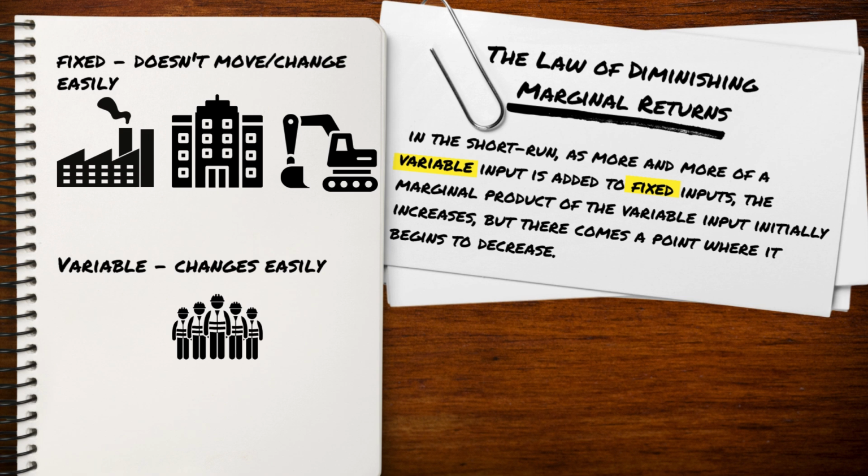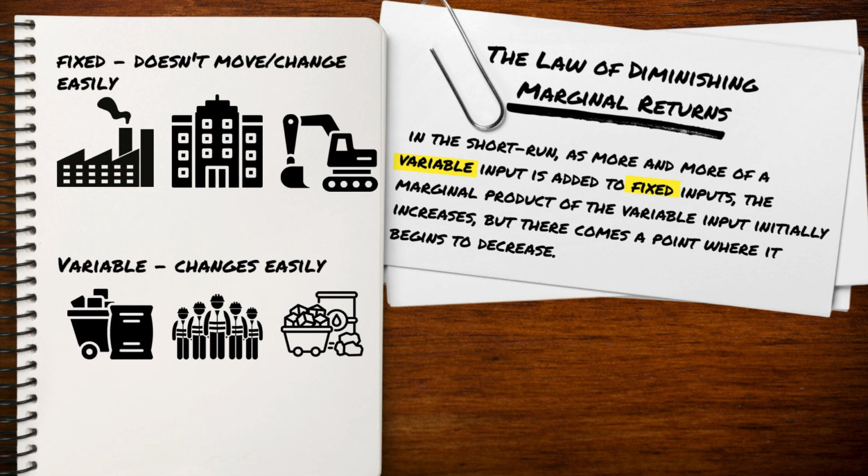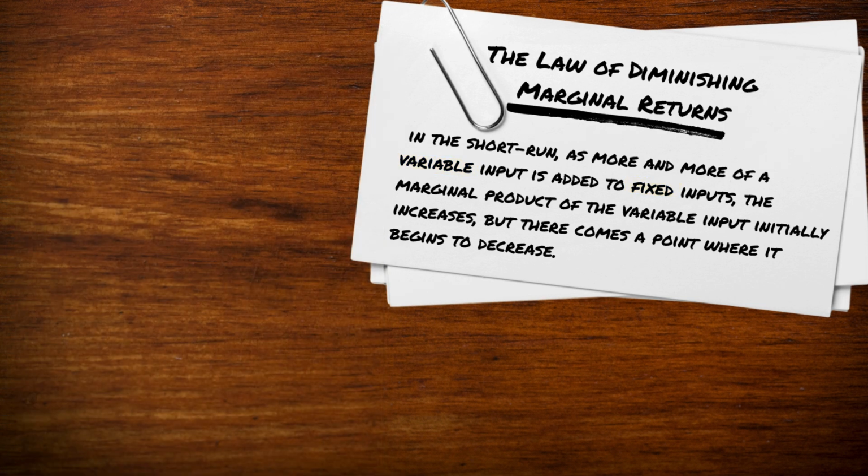In a more real-world example, other variable inputs would have been the ingredients used to make the pizza. For instance, cheese. If I needed more, I could go to the store and buy more cheese quickly and easily. That's variable inputs. Next, we need to talk about short run and long run.